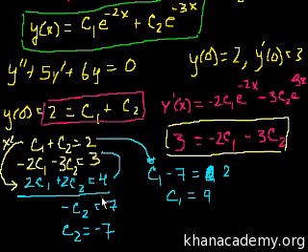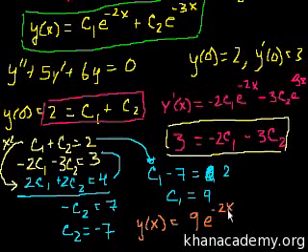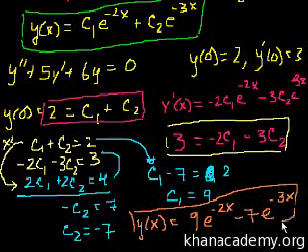And now we have our particular solution to the differential equation. So this was our general solution. We can just substitute our C1 and C2 back in. We have our particular solution for those initial conditions, and I think that warrants a different color. So our particular solution is y of x is equal to C1, which we figured out is 9, e to the minus 2x, plus C2, which is minus 7, times e to the minus 3x. That is the particular solution to our original differential equation.